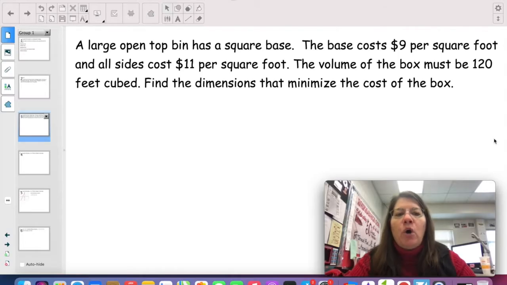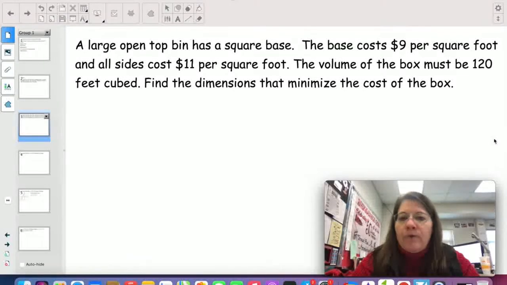A large open-top bin has a square base. The base costs $9 per square foot and all sides cost $11 per square foot. The volume of the box must be 120 feet cubed. Find the dimensions that minimize the cost of the box.